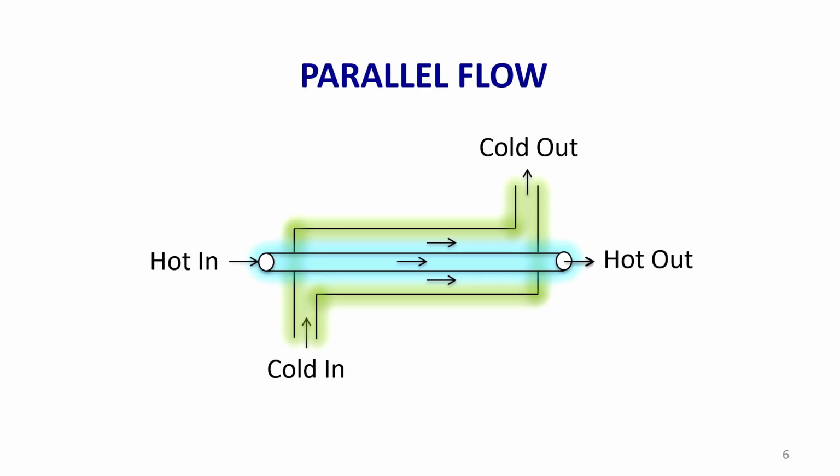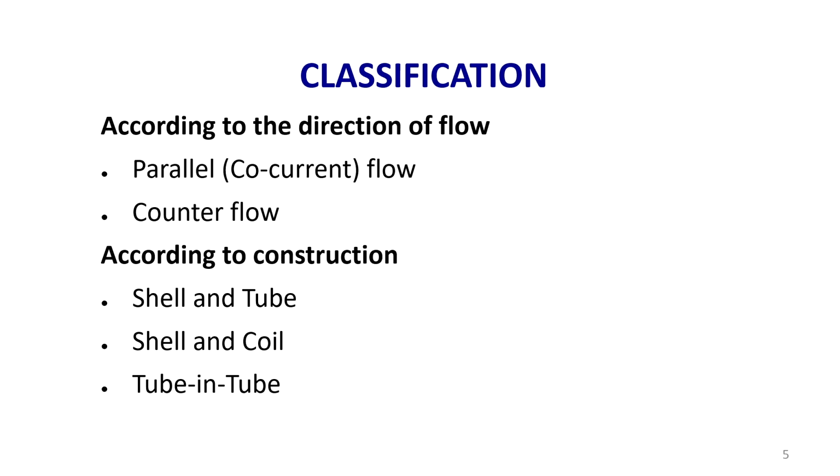In case of a parallel flow heat exchanger, this is the direction in which the hot fluid is entering. In this schematic, it is from left to right. This is the hot fluid arrow, it is entering and leaving. The cold fluid is also entering and leaving. So, in a parallel flow heat exchanger, the direction of flow of both fluids is the same. The other name for parallel flow is co-current flow heat exchanger. So, that is what I have mentioned here.